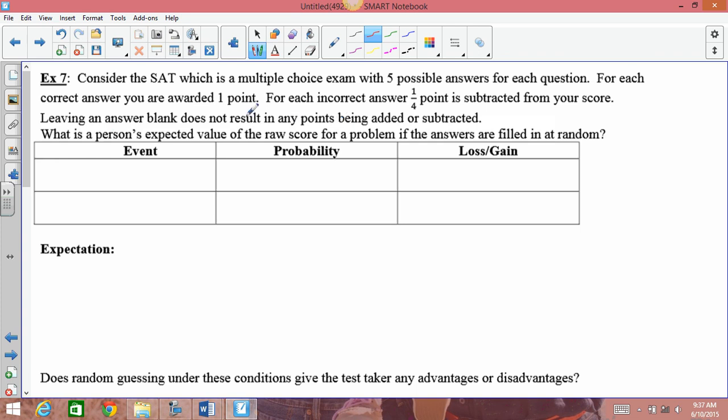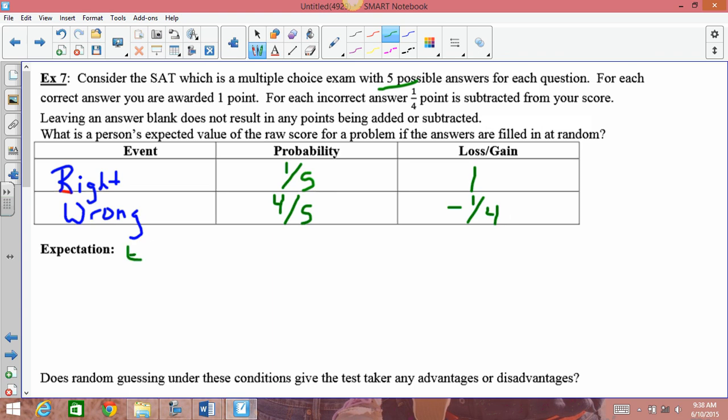So we want to figure out what's a person's expected value for a problem if the answers are just filled in at random. Obviously when you answer a question, you can either get it right or you could get it wrong. The probability of you getting it right is 1 out of 5, because there's going to be 1 right answer out of the total 5 answer choices. The probability of you getting it wrong is the other 4 answer choices out of the 5. If you get it right, you're getting a point. If you get it wrong, you are losing 1/4 of a point.